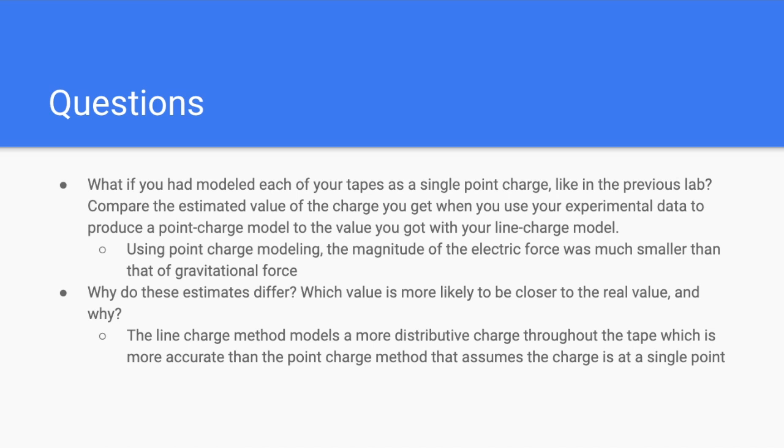The line charge model distributes the charge throughout the tape, which would be more accurate because it is basically using the superposition principle to calculate the charges. It just takes the point charge from each of the points that it iterates, and then sums it all together, which would be more distributed and more accurate than the single point charge method.